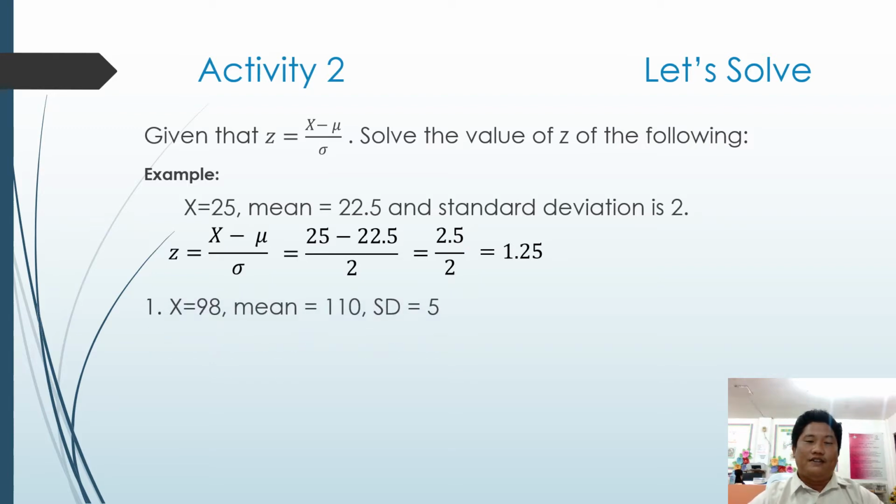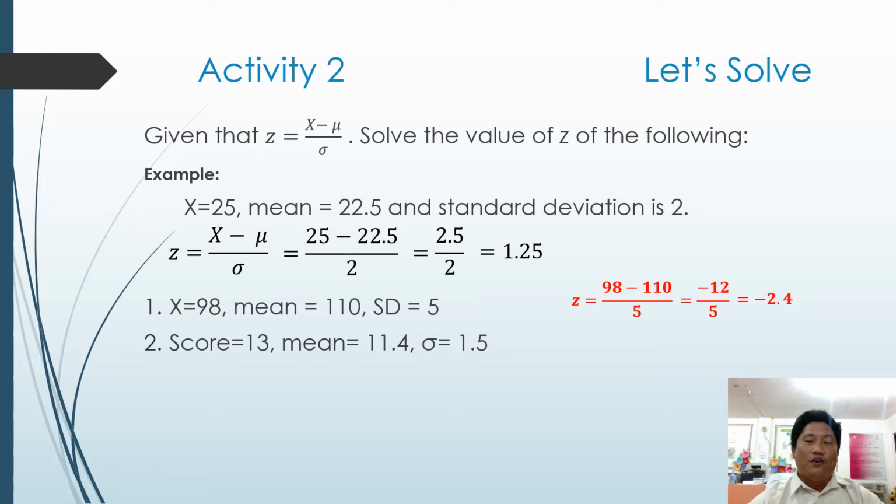What will be the value of z if x equals 98, the mean is 110, and the standard deviation is 5? Use the formula. Now, based on the formula, we substitute: z is equal to 98 minus 110 all over 5. So what is 98 minus 110? That is negative 12 over, then copy the denominator, which is 5. Simplify: negative 12 over 5 is negative 2.4. So for x that is 98, our z is negative 2.4.